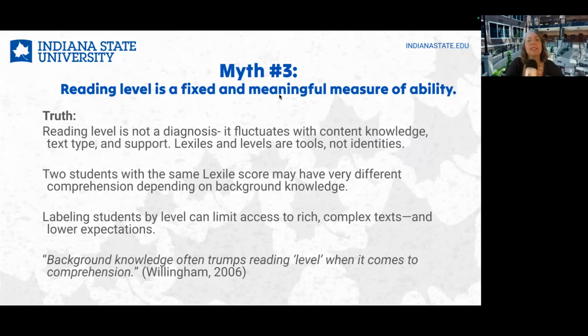So our reading level is not a diagnosis. It fluctuates based on the type of text we are reading. And Lexiles have really shifted from being these tools to help us identify what text students should practice fluency reading with to becoming almost their identity. You can have 2 students with the same exact Lexile, but they perform completely different on a comprehension test based on their knowledge of whatever the text is about. So background knowledge will trump reading level or Lexile every time.